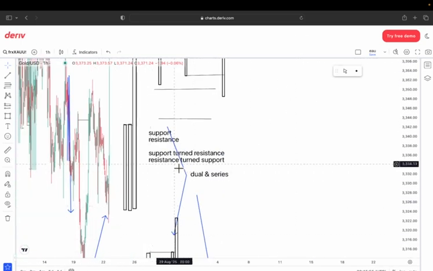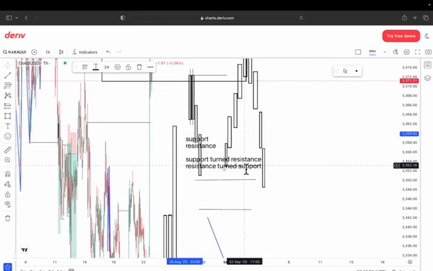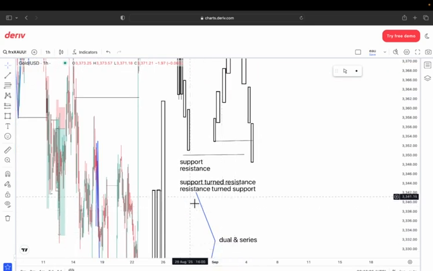Okay, what's the time? 9:15. So we have talked about the support, the resistance, and we have talked about the resistance turn support. Have we talked about the support itself? Okay, yeah, we did.